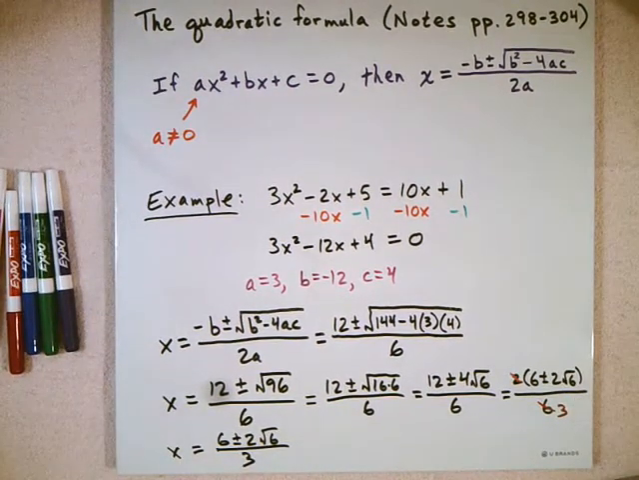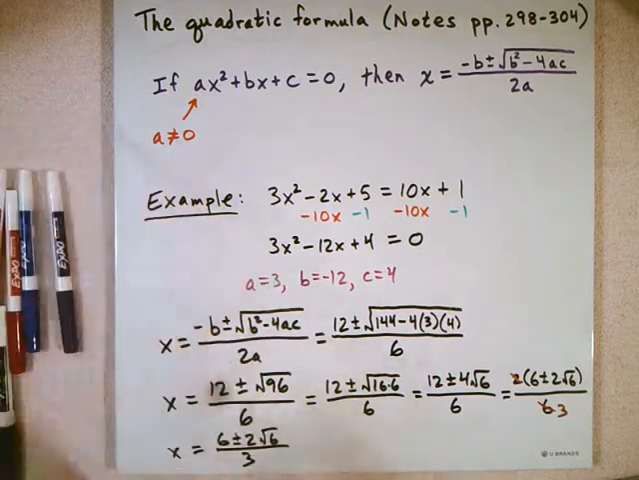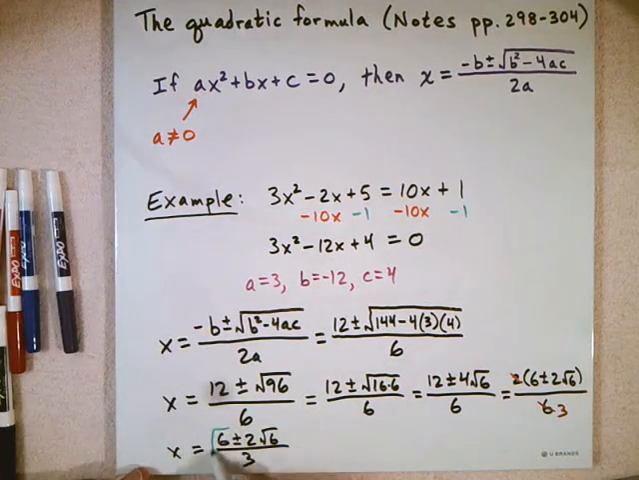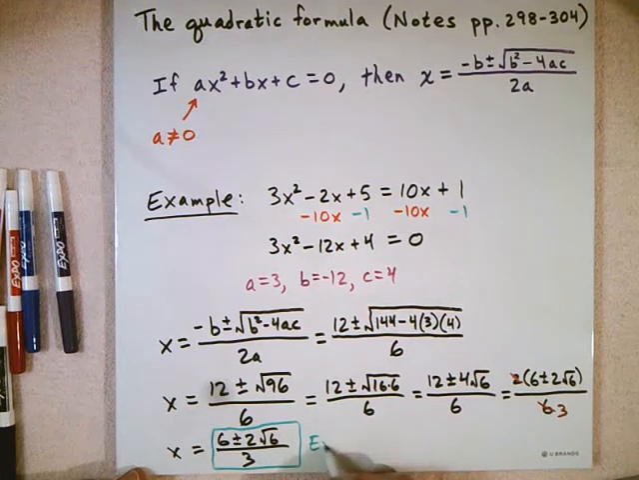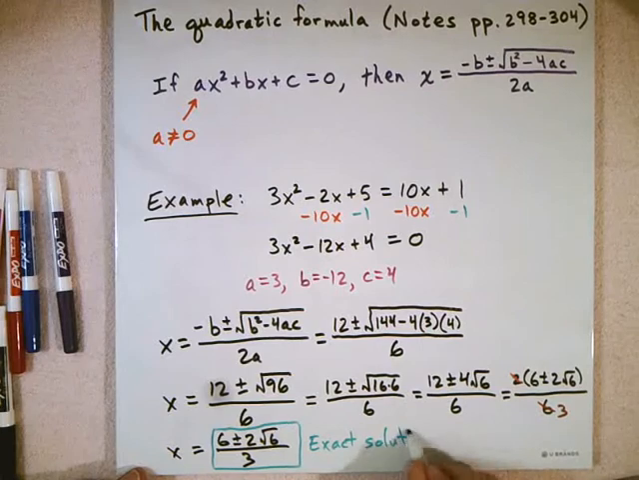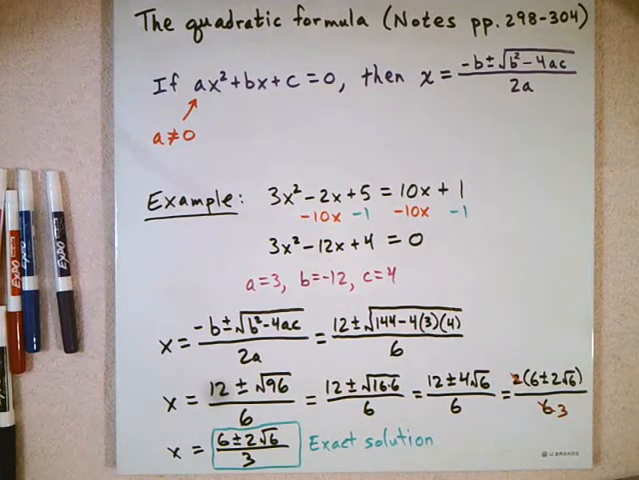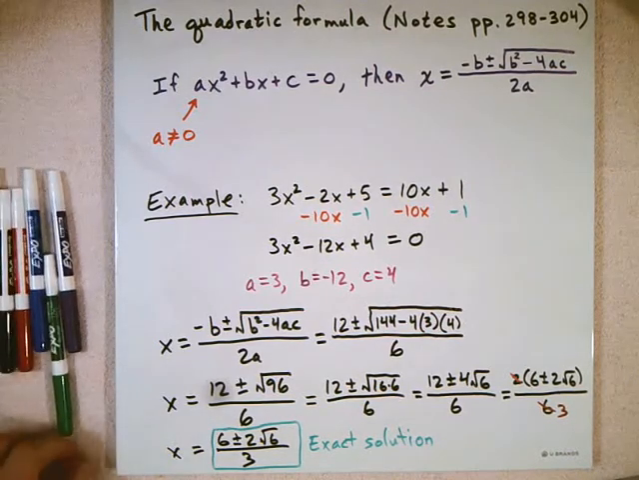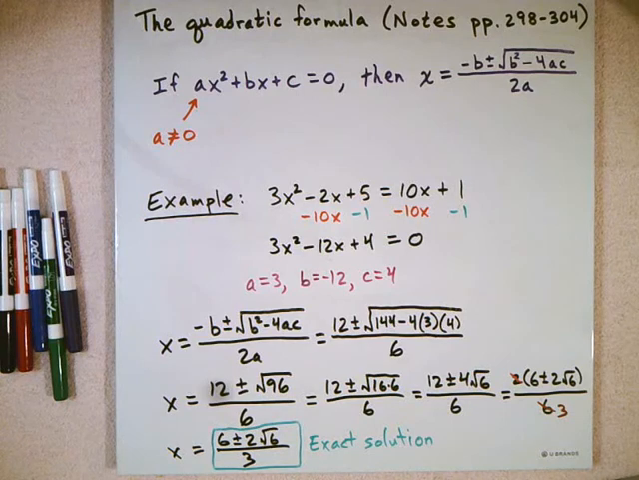So this right here is what we call the exact solution. That is the exact solution. And in most of the problems in assignment 3, that's precisely what they want, the exact solution. There's actually 2 values there. There's a 6 plus 2 root 6 over 3 and a 6 minus 2 root 6 over 3. So sometimes they write it in a more expanded format. You can look at the notes to see that.